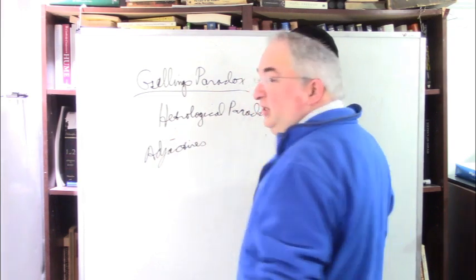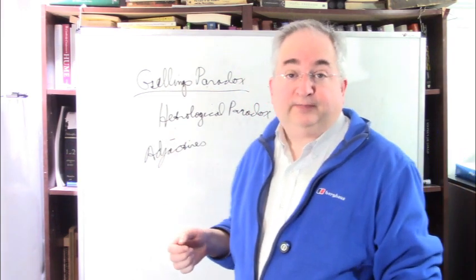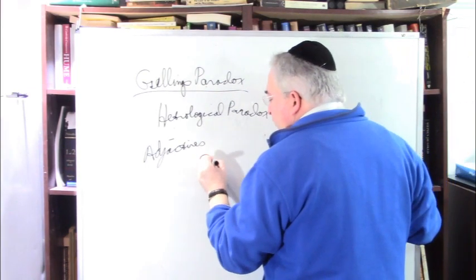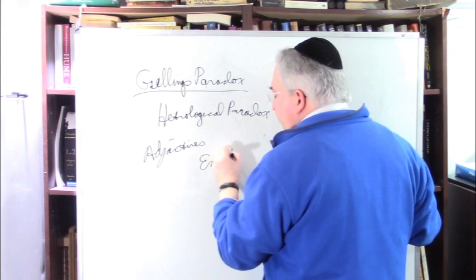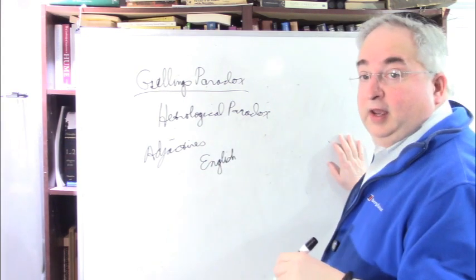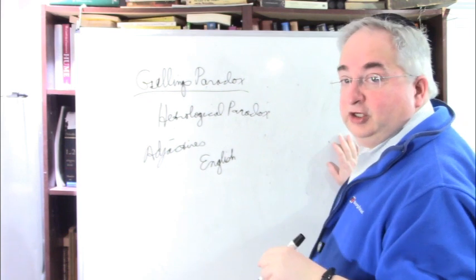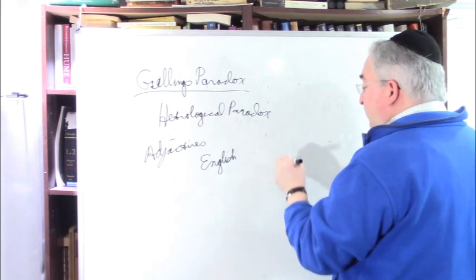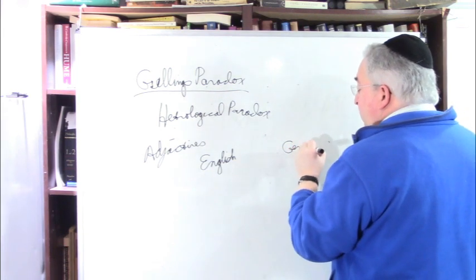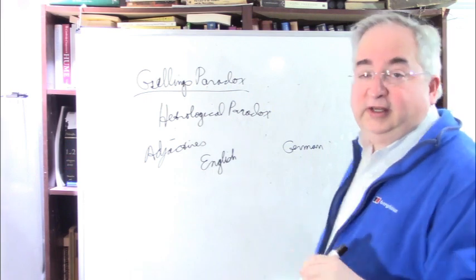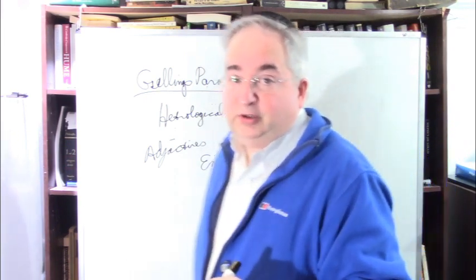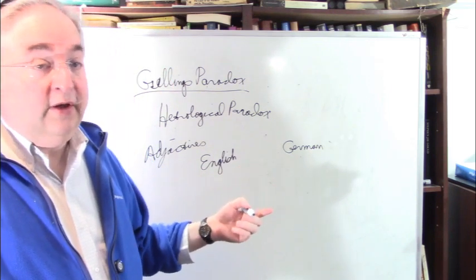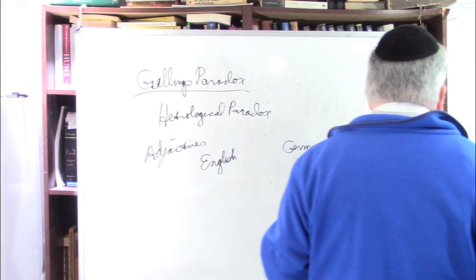What's an adjective? It's a word that describes a noun. Let me go through some examples. The word English. Here's the question: is English an English word? And the answer is yes. English is an English word. As opposed to that, is German a German word? The answer is no, German is not a German word. Germans don't use the word German, they use the word Deutsch. Deutsch is a Deutsch word, but German is not a German word.